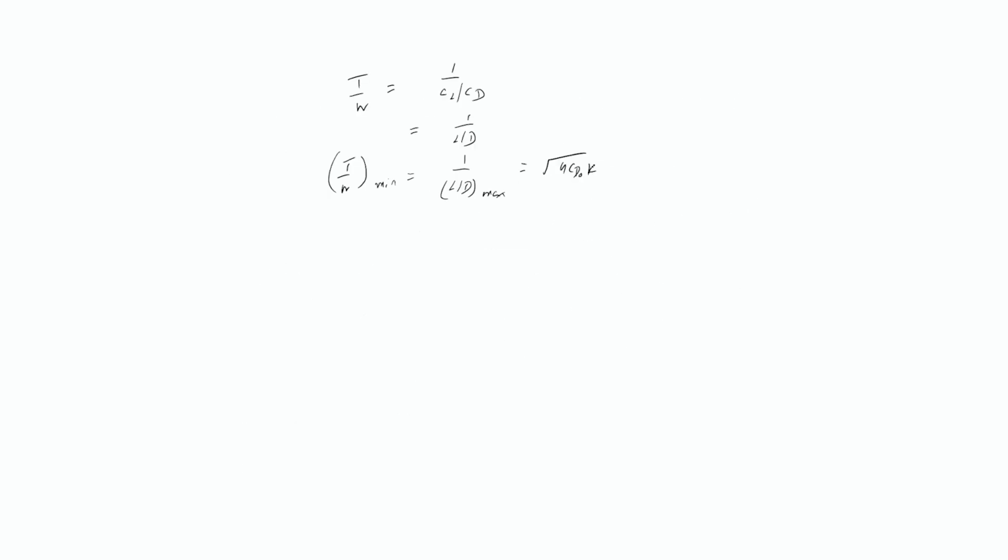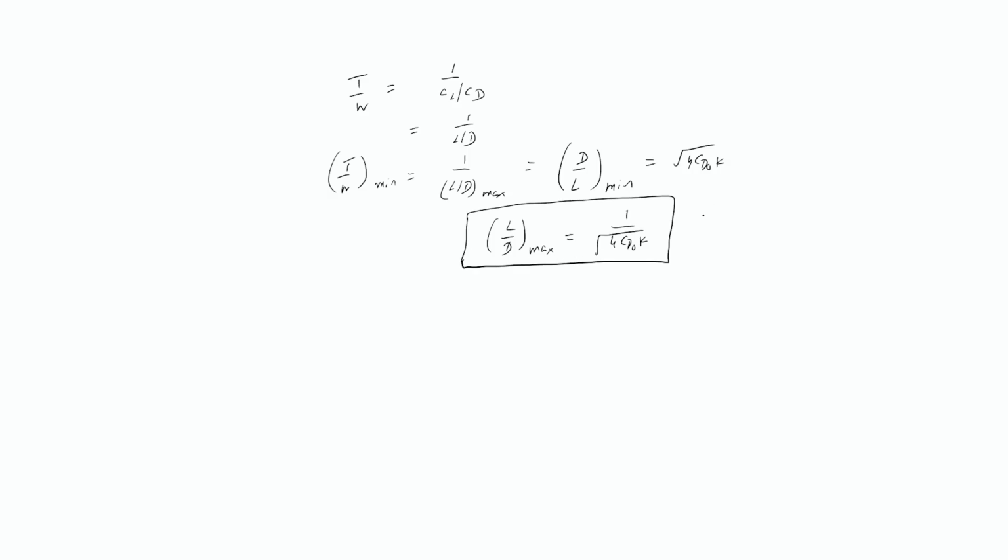Let me write in this way. Or you can write in this manner as well. So this is D by L minimum, or this again will be equals to 4 CD naught K. Hence L by D max, if you write in terms of max, this becomes equals to 1 upon 4 CD naught K. So these are the general expressions that we obtain using the analytical evaluations.